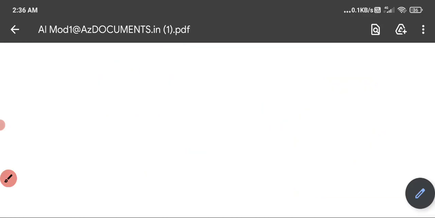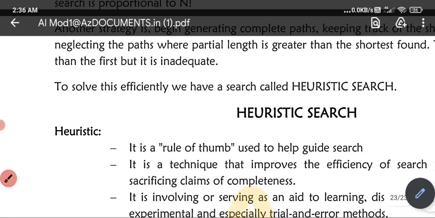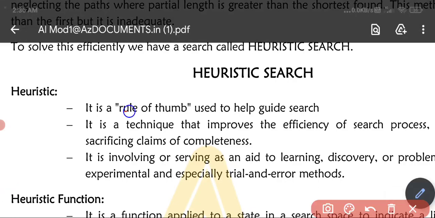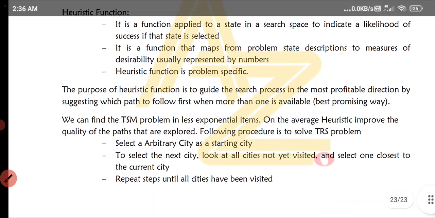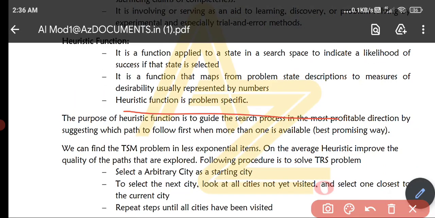So the heuristic is a rule of thumb to help guide the search. And the next one is the heuristic function. It is applied to states in the search to indicate the likelihood of success if that state is selected. That is nothing but the heuristic function.